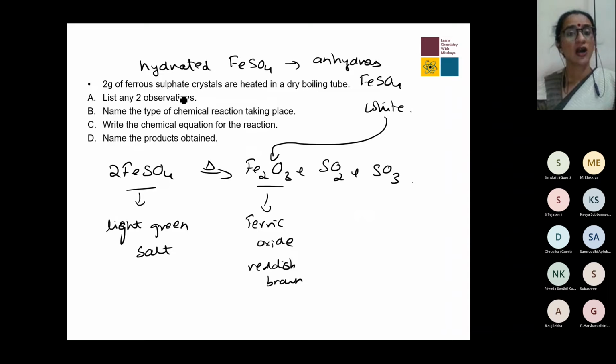A second observation would be sulfur dioxide is evolved, and sulfur dioxide is also a colorless, odorless gas that can also turn lime water milky. Okay, it also has a bleaching property. So that could also be something that you can talk about. So yeah, these would be your observations for what happens to ferrous sulfate crystals when heated.